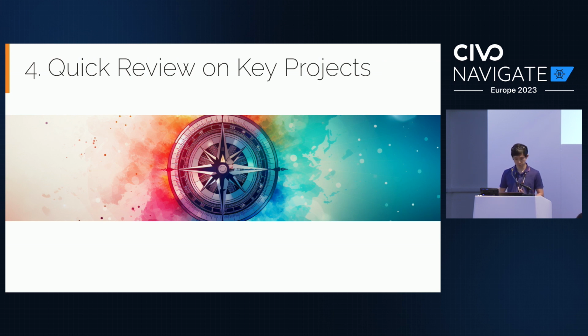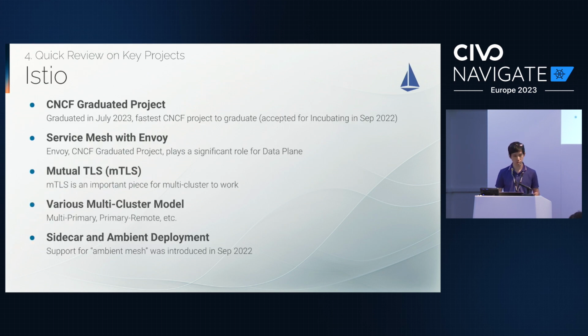And before we get into the live demo, quick review on key projects. So Istio is going to be the one that I'm going to be looking at. It has graduated finally in July, and it was boasting about the fastest CNCF project to graduate, although it's been a while since version 1 came out. I think it was just a bit late for the incubation, which happened in September 2022. But at least it's graduated, it's well adopted and documented as well. So it's definitely something that you can run in production, and we do at Upsider.